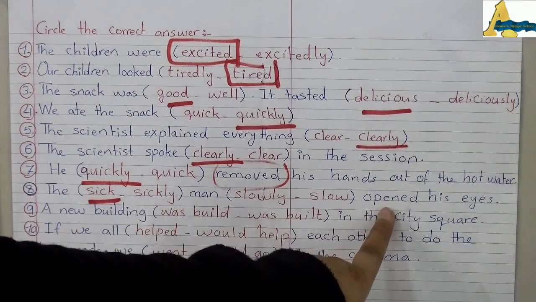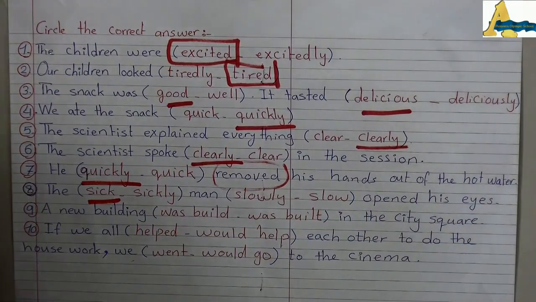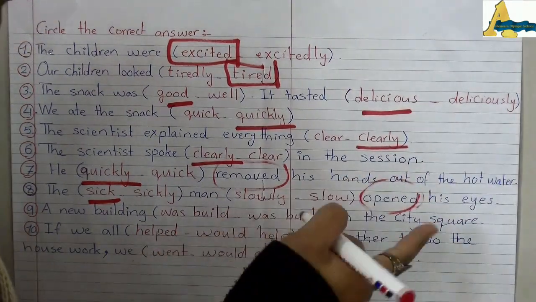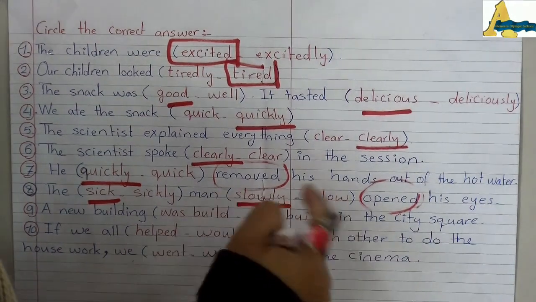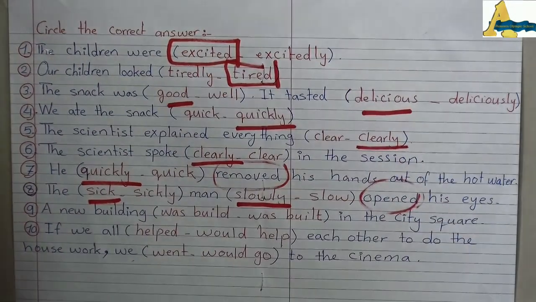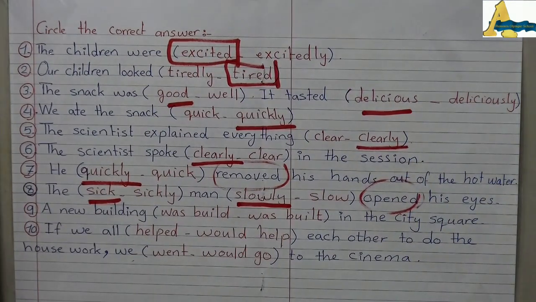Slowly or slow opened his eyes. How did he open the eyes? He opened his eyes slowly. So here we are describing a verb, so we will use slowly.